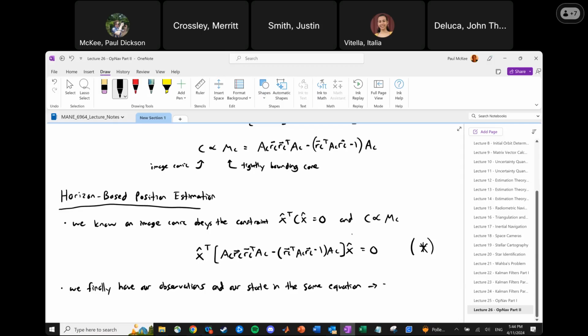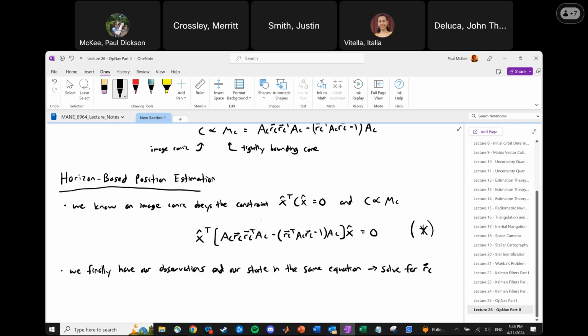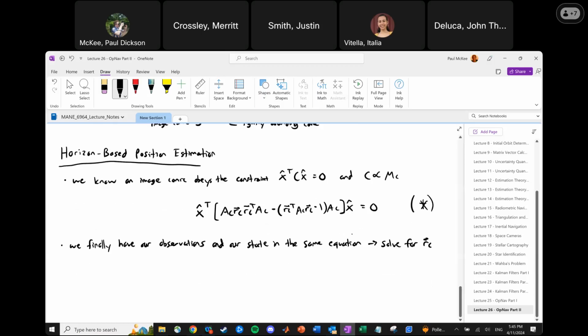So the goal is to solve for RC, which is the position in the camera frame. Okay. Now, what's a trick that we can use? Well, here is something that can make our jobs a little bit easier. Since AC is symmetric, it can be factored as AC is equal to B transpose B, where B is some other matrix.